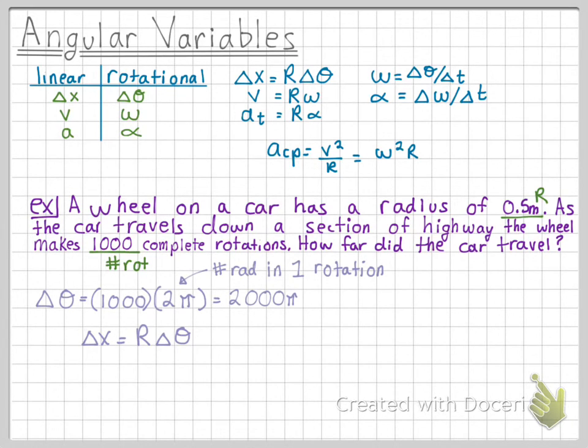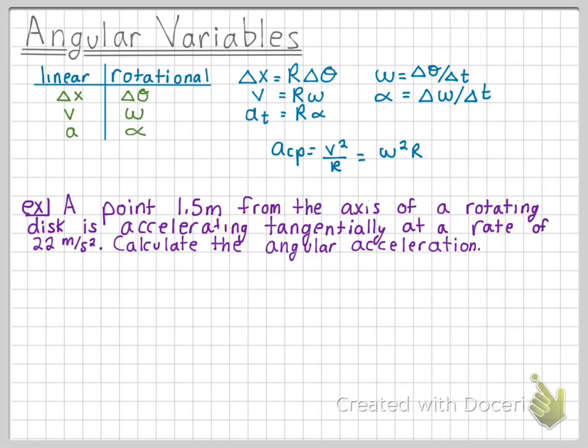Alright, so now that we know the angular displacement, let's try to calculate the linear displacement. The linear displacement is equal to the radius times our change in theta, or angular displacement. So we have 0.5 times 2,000 pi, and we get a total linear displacement of 1,000 pi, or 3,141 meters. Let's do another problem.